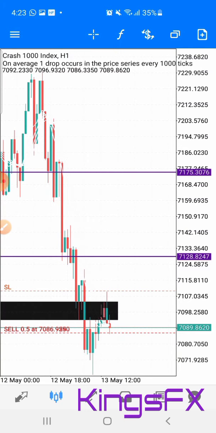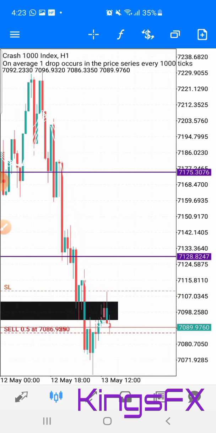You can see my entry. The price is going against me, but I'm confident enough that the price will soon do the needful. The price should go in my direction using this retest strategy.